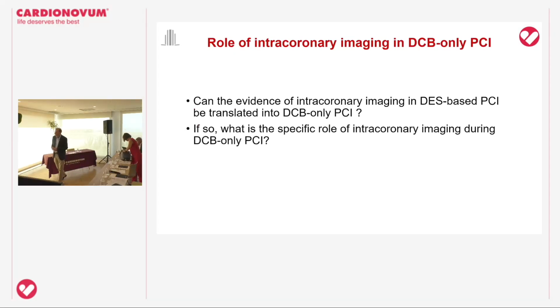So, when thinking of using intracoronary imaging when you are planning to do PCI with a DCB, I start thinking, okay, can we translate the evidence we already have from the DES, using imaging in DES complex PCI, to the DCB-only PCI? And then there are different specifics of the imaging in DCB PCI versus the imaging used for DES. This was my first thought.